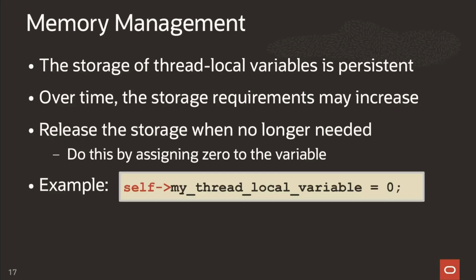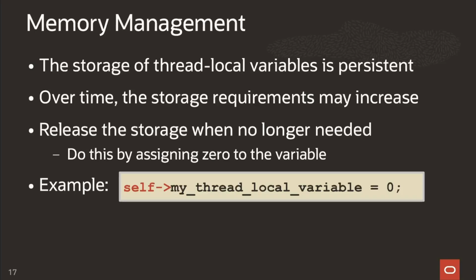There's one thing to point out, and it's very important actually. The storage of a thread local variable is persistent. That means they will stay around until you release them. That means when you have a large application, you have lots of threads, you have a lot of storage, the storage requirements may increase, and that could actually make you run into memory limitations, for example. That's not a good situation.